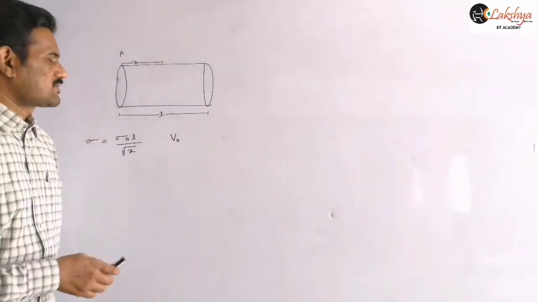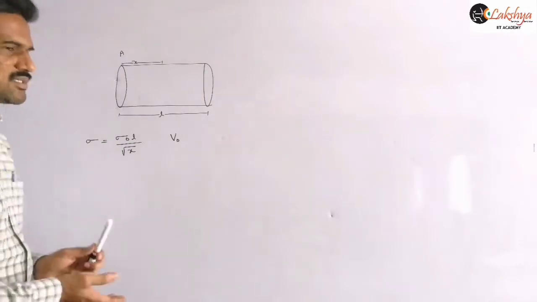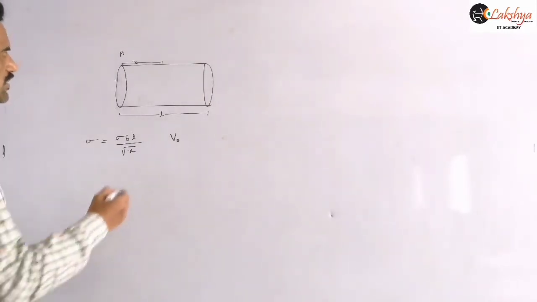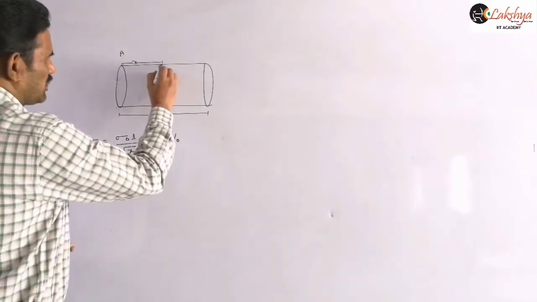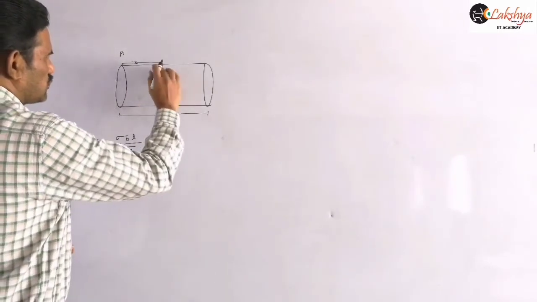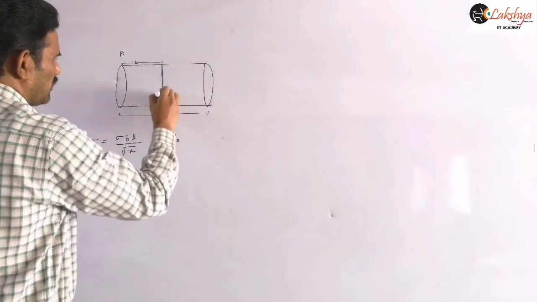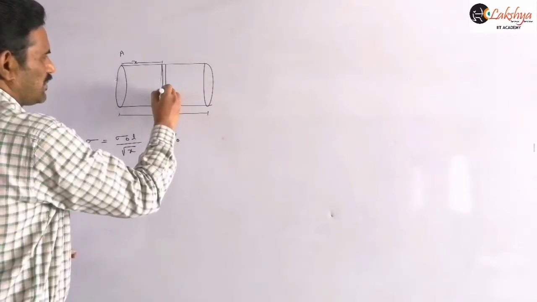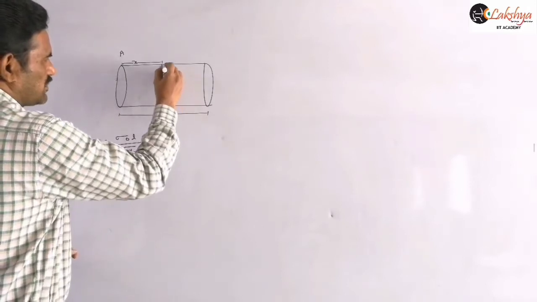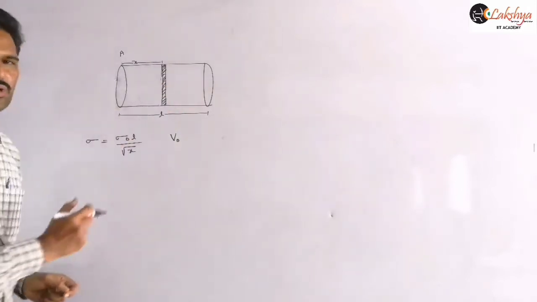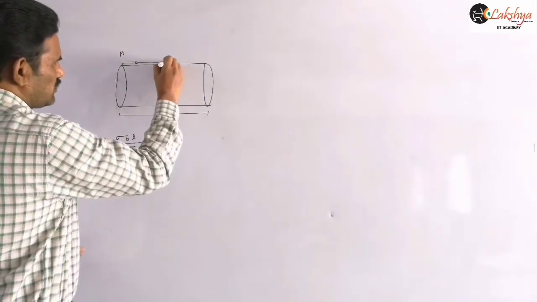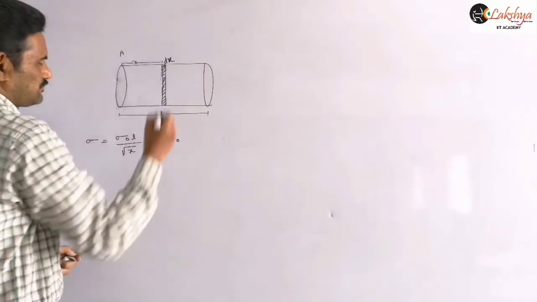So, first let us see the resistance calculation. If we calculate the resistance, the remaining we can solve easily. So, here I am taking this element at a distance of x. That means this element is in the form of a circular disc, because we are cutting a small element of this cylinder. It is at a distance of x and its width I am taking as dx here.